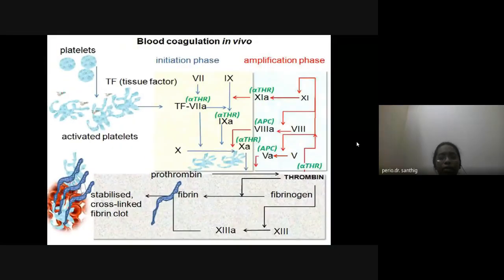This is the cascade of blood coagulation. The deficiency or insufficiency of any factor in this cascade can lead to disorders in coagulation.